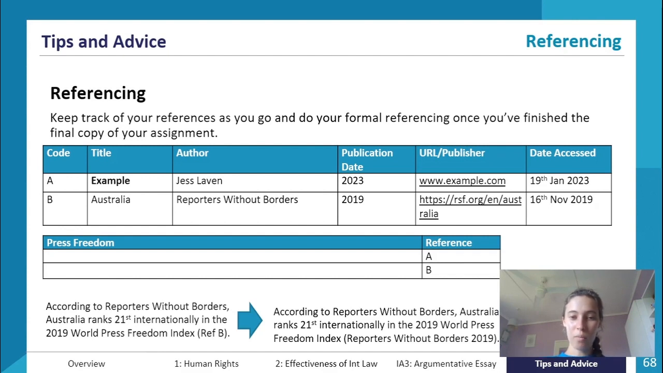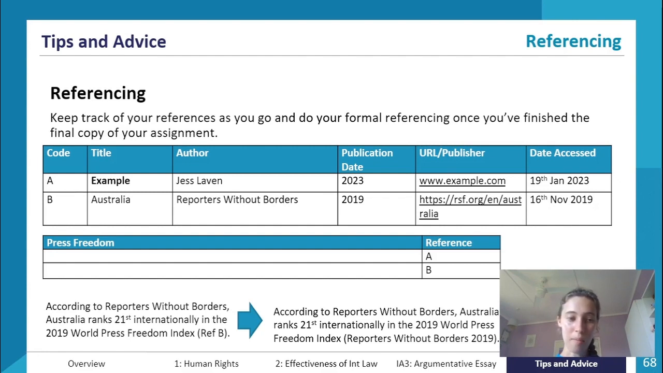So people have different preferences for how they do this. I personally like to keep track of my references as I go, which everyone I think should do. But I like to do my formal referencing at the end after I finish the final copy of my assignment. So my logic here is your draft is exactly that, a draft, and it could change. So if you go to all the effort of putting formal referencing in to your draft, then you may have wasted a lot of your time.